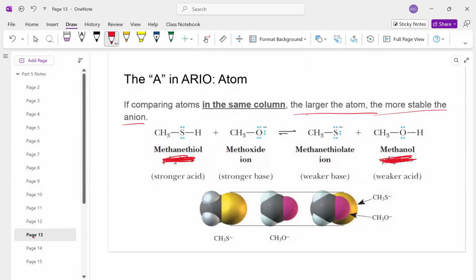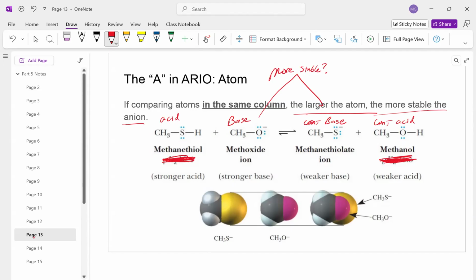Okay, well, this is the acid on the left. This is the conjugate acid on the right. This is our base on the left. This is the conjugate base on the right. And we need to ask ourselves, which of these two is more stable?